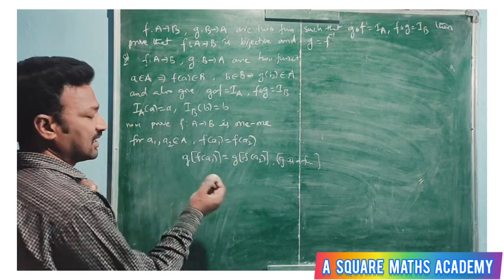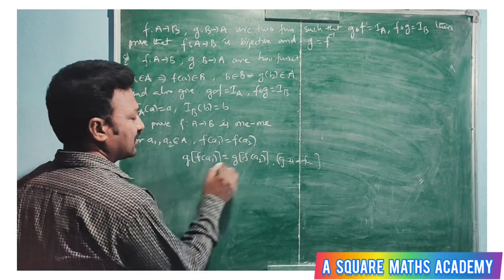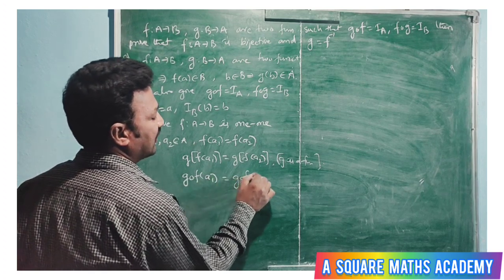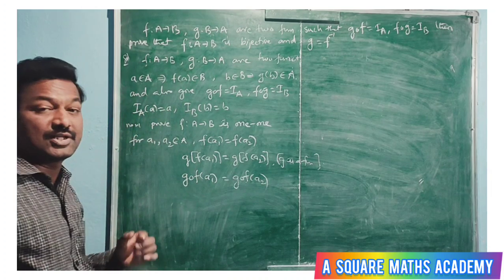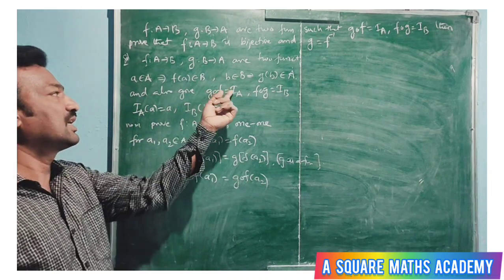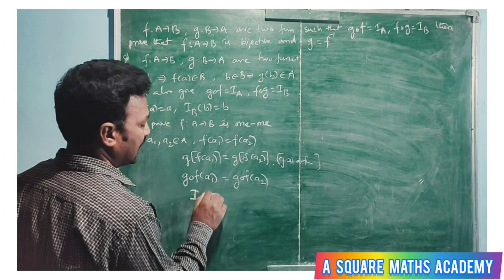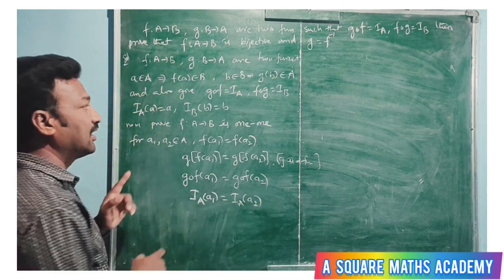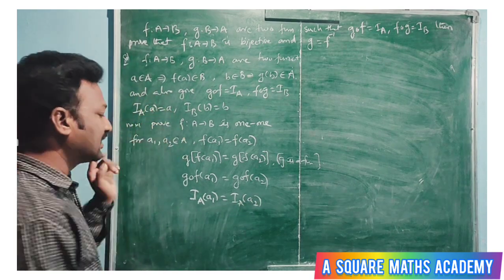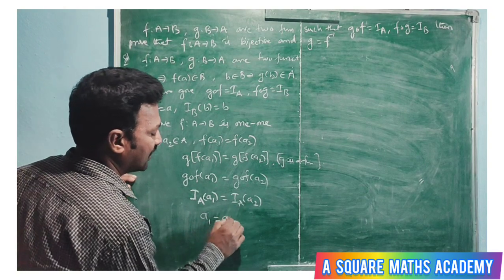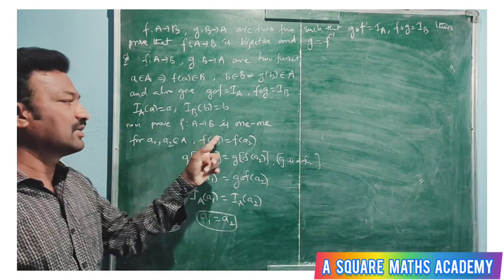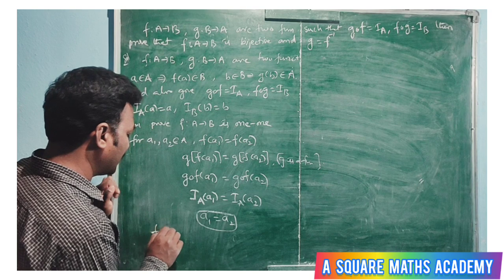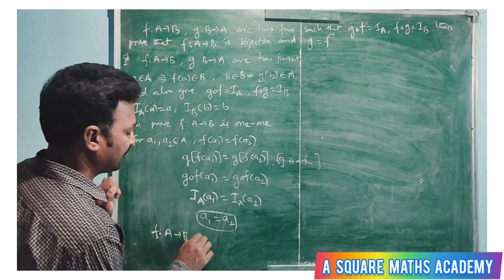Clear? Since it is a function. So g of f of a1 is nothing but g circle f of a1, and this is g circle f of a2. g of f of a1, what can we write it as? g circle f of a1. So g circle f equals, already what is there? ia of a1, and again g circle f, ia of a2. So ia of a means what? It becomes a. ia of a1 becomes a1, and ia of a2 becomes a2. So we got f of a1 equals f of a2 we took, and a1 equals a2. So that's why f: A to B is one-one.